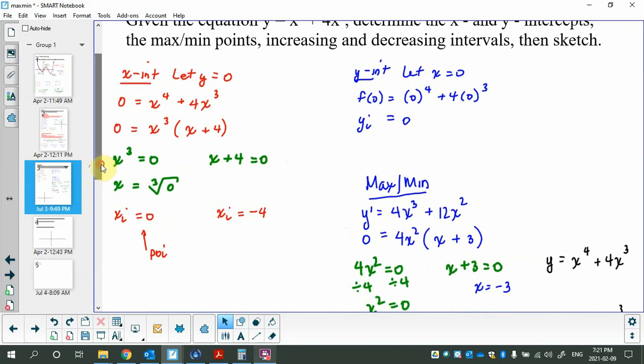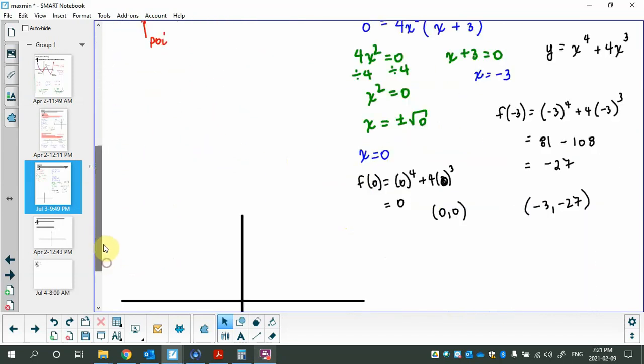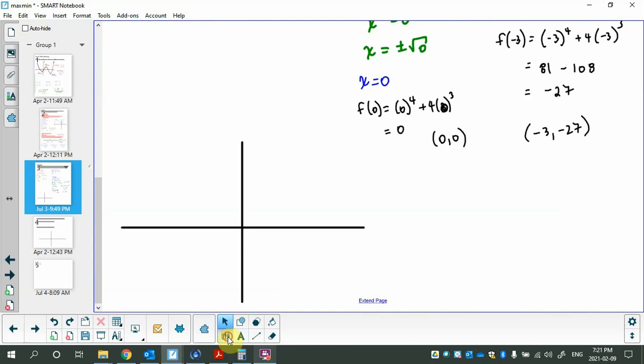So I know I have an x-intercept slash y-intercept at 0, 0, and I also know I have an x-intercept at negative 4. So I am going to put those dots on this picture and hope that my picture is in the right spot. So I have a 0, 0, and I have a negative 4. And these are nothing special until I realize that, oh, this one is either a max or a min, and then I also have a negative 3, negative 27 on this picture.